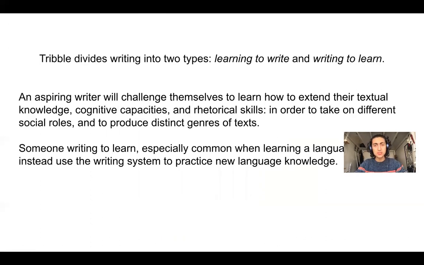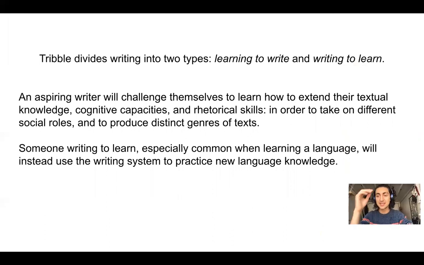So yes, there's learning to write and there's writing to learn. Tribble divides these two up. An aspiring writer will challenge themselves to learn how to extend their textual knowledge and cognitive capacities and rhetorical skills in order to take on different social roles and to produce distinct genres and texts. Someone writing to learn instead, especially common when learning a language, will use the writing system to practice new language knowledge. So you might be writing about animals to remember more details about animals.